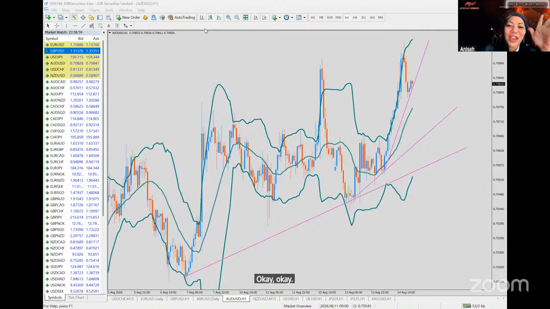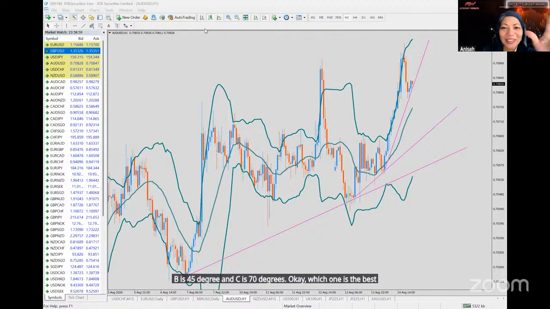I'll give A, B, C, with high slope. A is 25 degrees, B is 45 degrees, and C is 70 degrees. Which one is the best? DA says 45, 70, C, B. B. Okay, you are right. Those who selected B, or 45 degrees, have the correct answer.